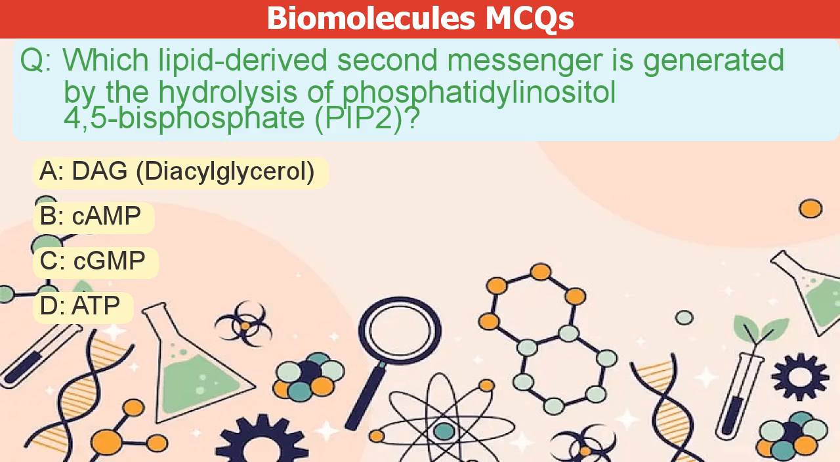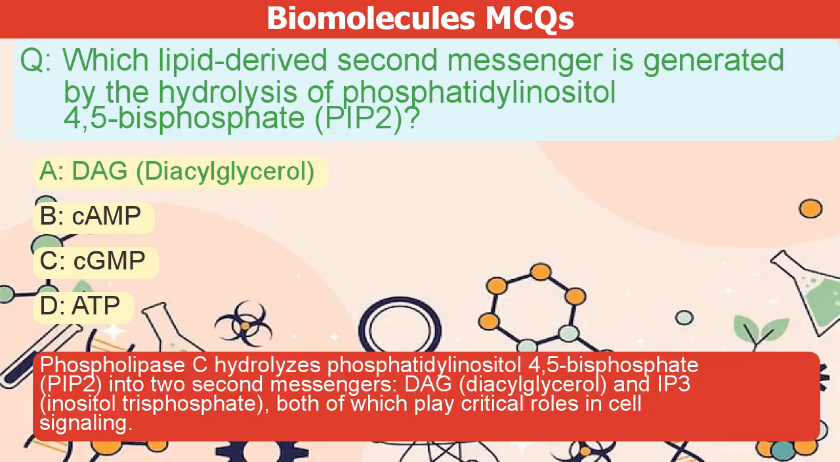Which lipid-derived second messenger is generated by the hydrolysis of phosphatidylinositol 4,5-bisphosphate, PIP2? A. DAG, diacylglycerol. B. cAMP. C. cGMP. D. ATP. The correct answer is A. Phospholipase C hydrolyzes PIP2 into two second messengers, DAG, diacylglycerol, and IP3, inositol trisphosphate, both of which play critical roles in cell signaling.